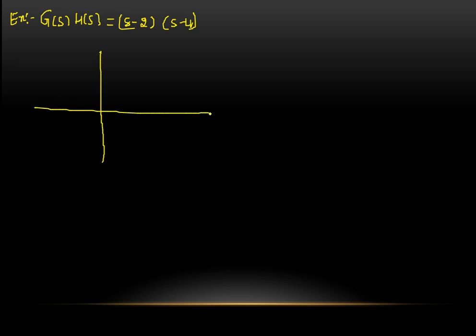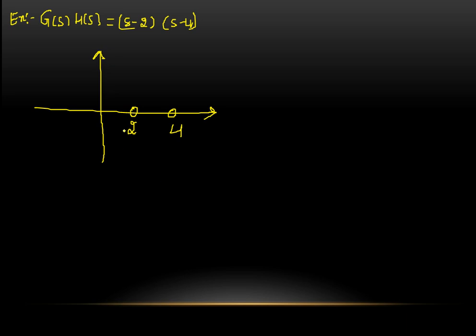Let me take some open loop transfer function, g of s into h of s. The g of s into h of s value is s minus 2 and s minus 4. Just for example, I am taking this as the given open loop transfer function. So here we have zeros at 2 and 4, and I am locating these zeros in the S plane.